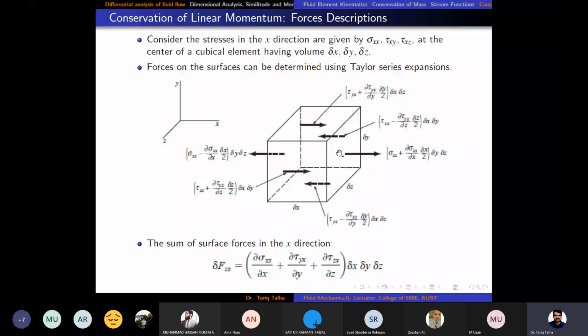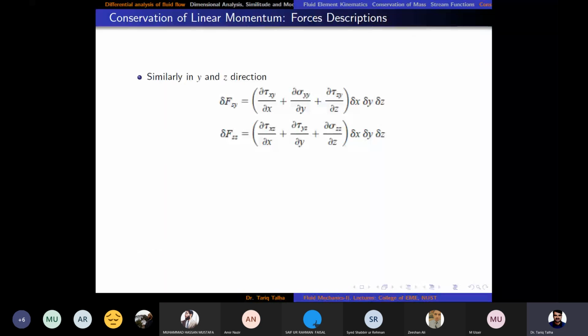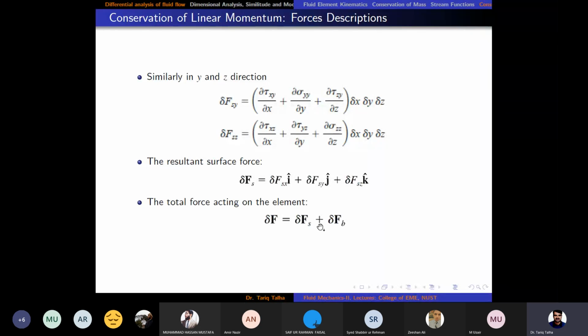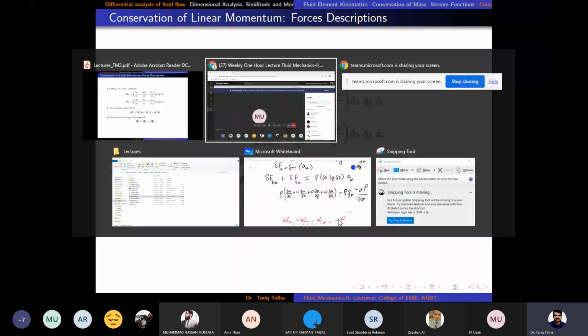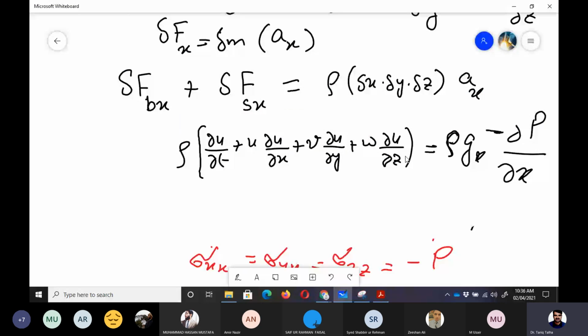Using the Taylor series, we can get the normal stress at the right face and the normal stress at the left face, and then we add them up. In the end, the net force in the x direction, as we discussed in detail in the last class, becomes equal to the last equation in this slide, and similarly we can get the net surface forces in the y and z directions. Once we get the surface forces, we know that the total force is the summation of surface force plus body force. If you remember, in the last class we came up with this relation for inviscid flow.